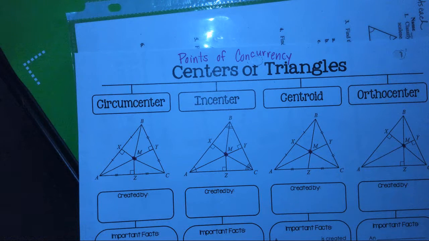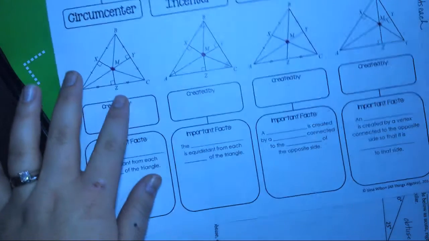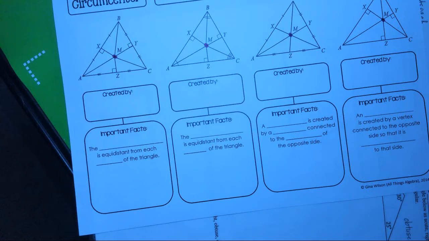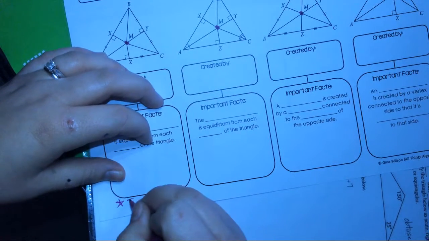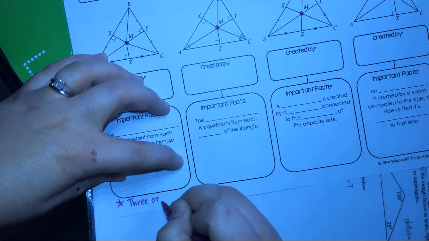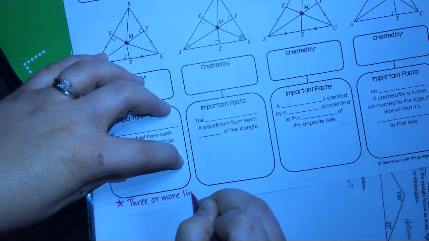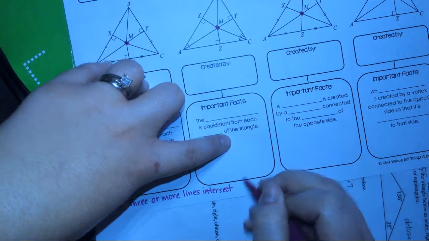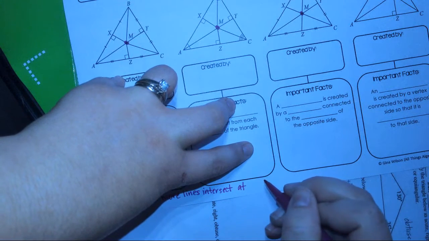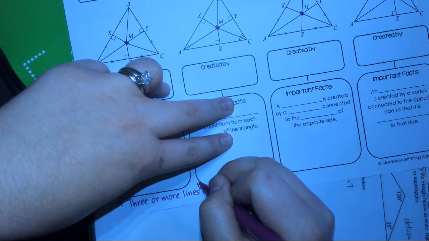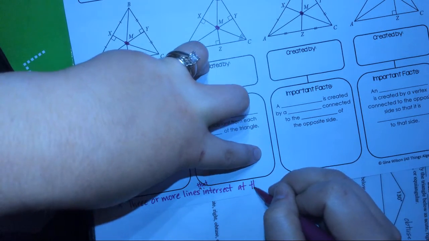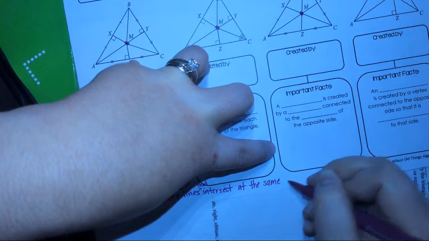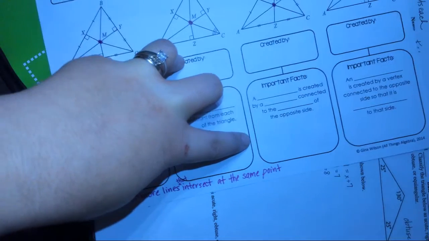But overall, if 3 lines intersect in a triangle at a specific point, that point is called a point of concurrency. And I would write that down at the bottom. 3 or more lines intersect at the same point, that point of concurrency. Well, those lines are called concurrent lines.